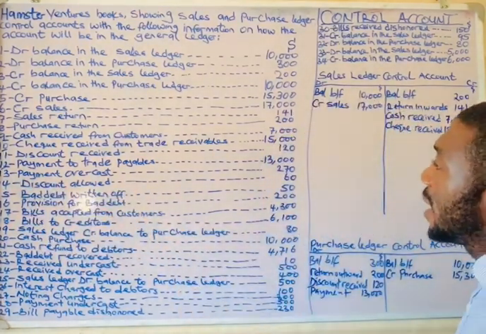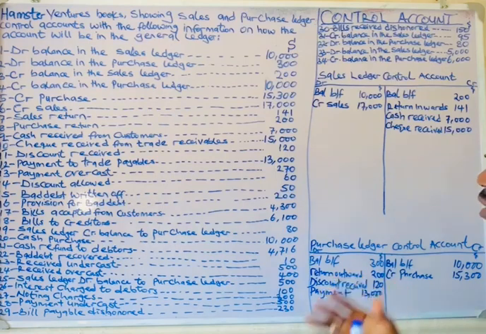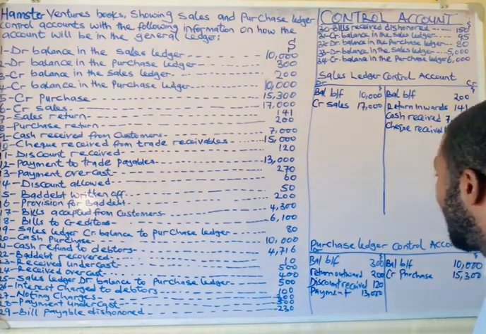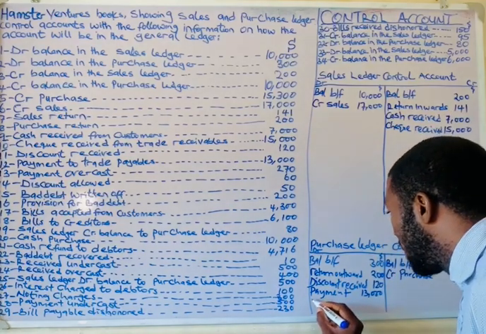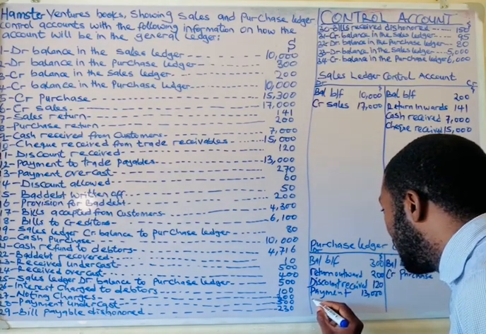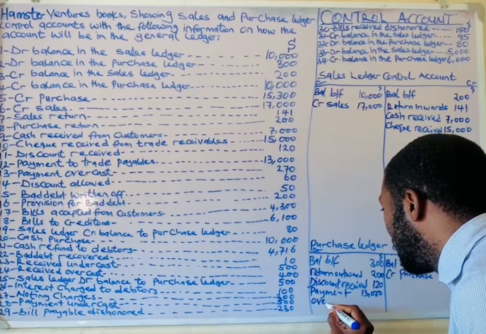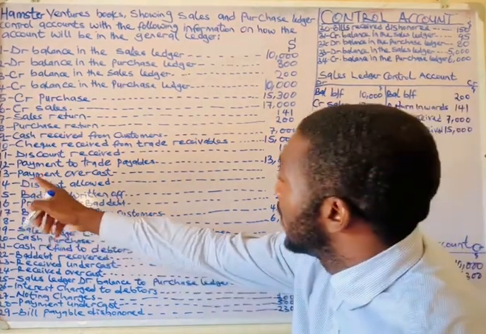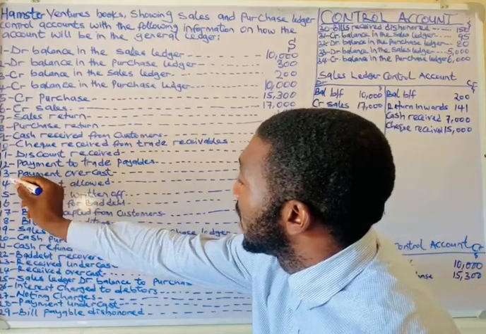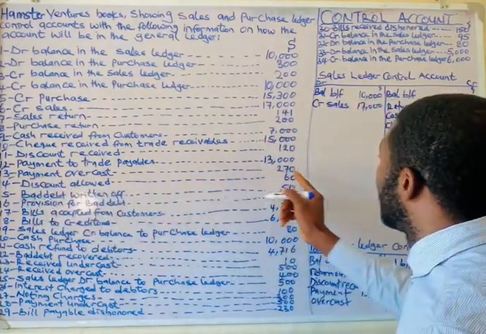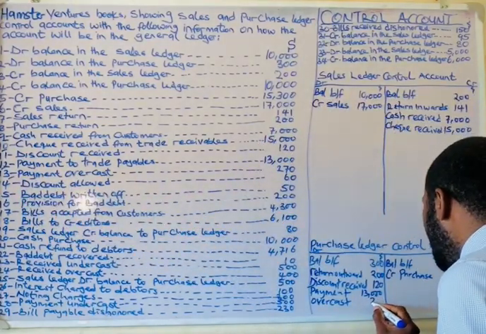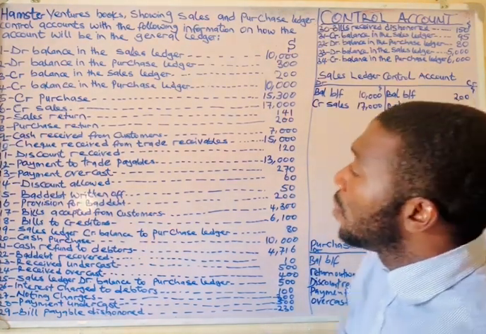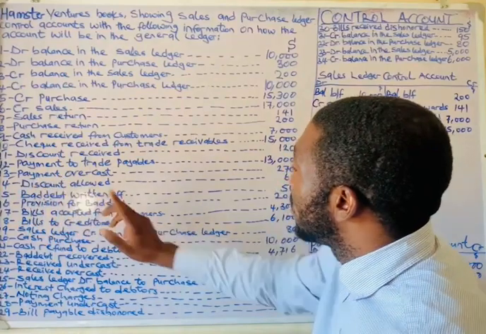Number 13, payment overcast. We pay a higher amount. So if the error is identified, it will reduce the balance that we should pay them. So payment, let me say overcast. Payment overcast. And the payment overcast, number 13, is $270. Very simple.